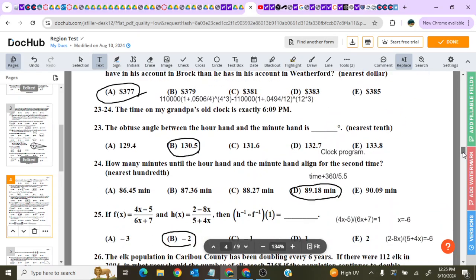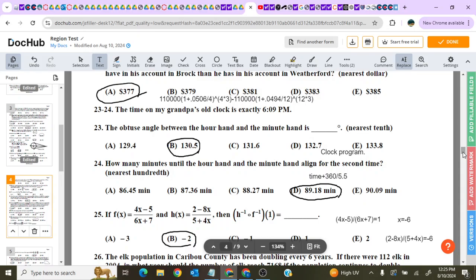Time on Grandpa's clock is exactly 6:09. What was the obtuse angle between the hour and minute hand? We have a clock program for this. Go to clock program, put in your hours, put in your minutes, and you'll get an angle of 130.5.